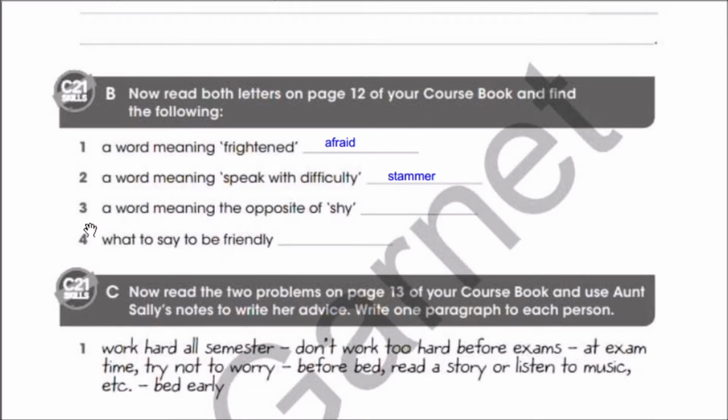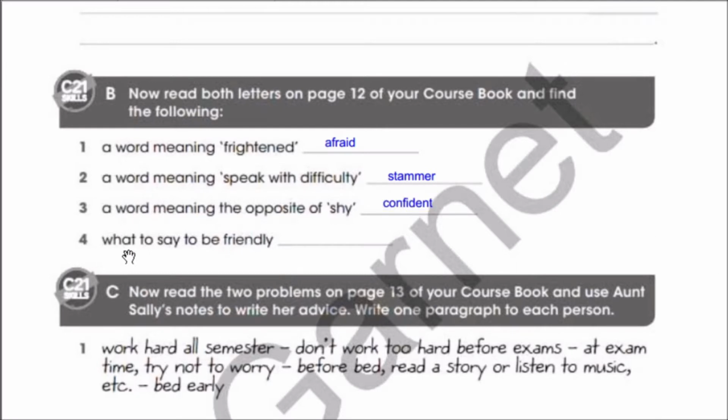Number 3. A word meaning the opposite of shy. The answer is confident. Very good.